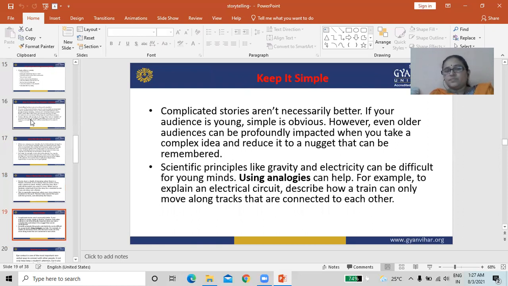Keep it simple. Complicated stories are not necessarily better. If your audience is young, simple is obvious. However, even older audiences can be profoundly impacted when you take a complex idea and reduce it to a nugget that can be remembered.